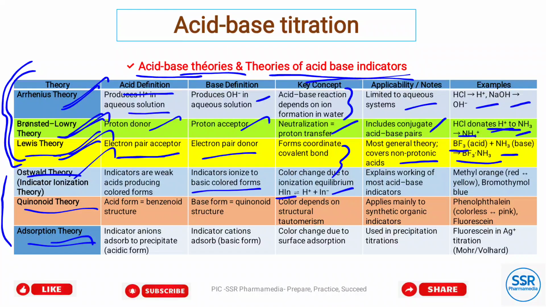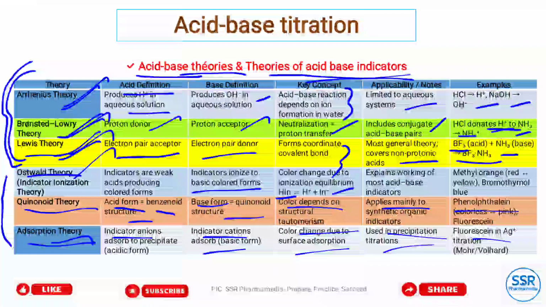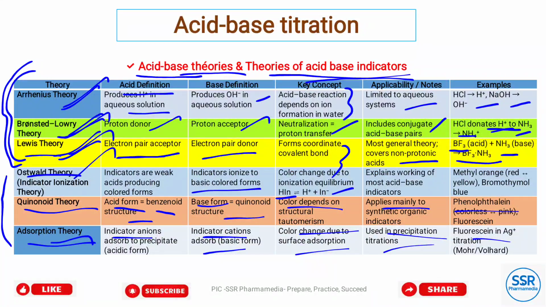Quinonoid theory: the acid form has a benzenoid structure and the base form has a quinonoid structure. Color depends on structural tautomerism, so it applies mainly to synthetic organic indicators. For example, phenolphthalein. And adsorption theory: indicator anions adsorb to the precipitate, or indicator cations adsorb, and the color change is due to surface adsorption. It is used in precipitation titration. For example, fluorescent indicator in Ag plus ion titration.